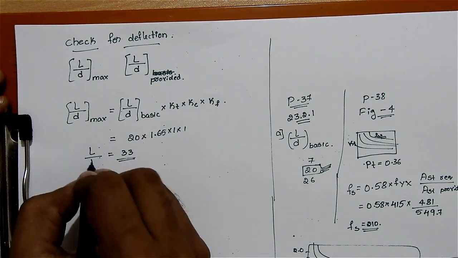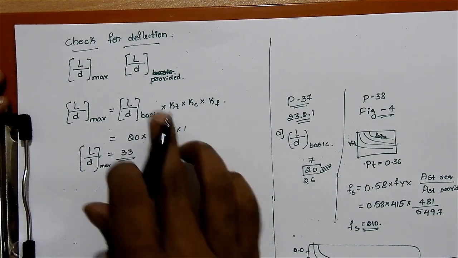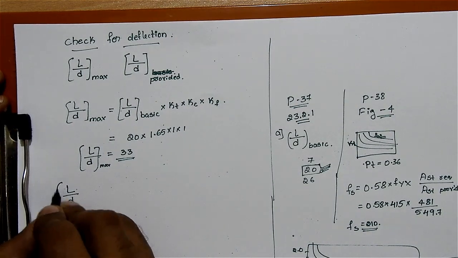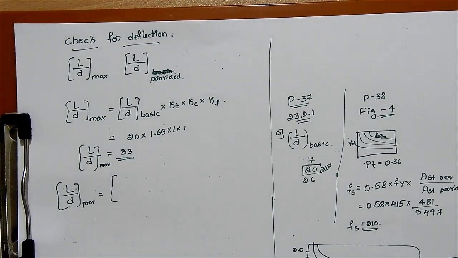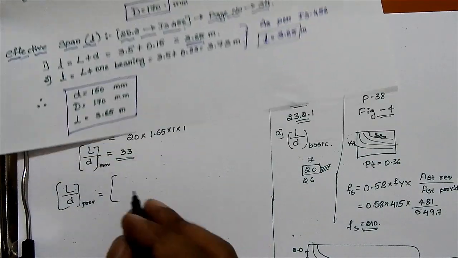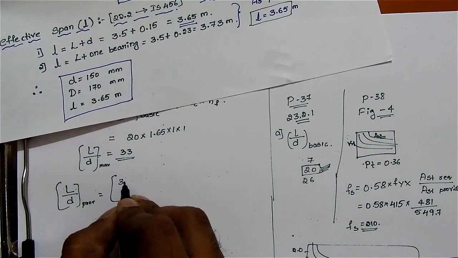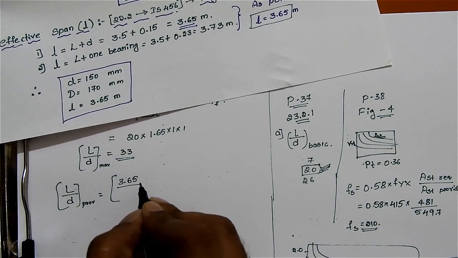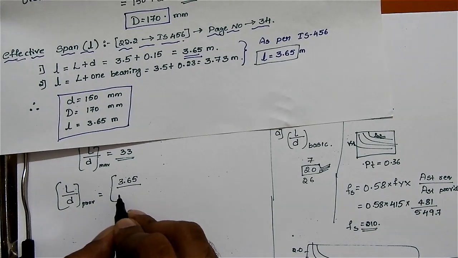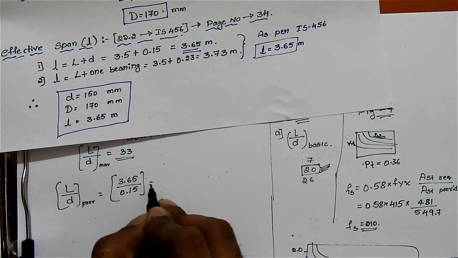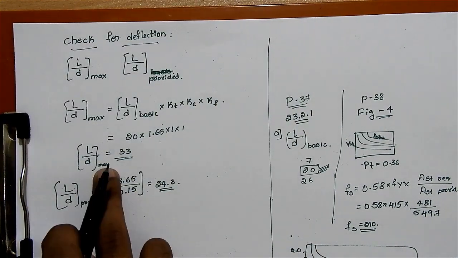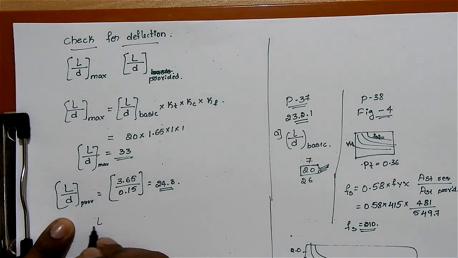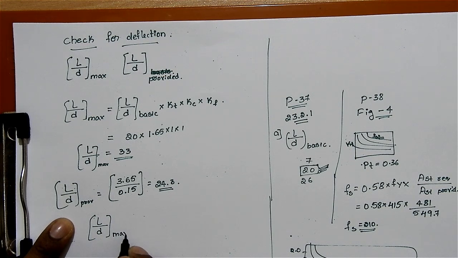Now we need to calculate L by D provided. L by D provided means what we are providing. L by D provided is equal to the length we are providing, here 3.65 meters, divided by small d, which is 150 mm, in meters 0.15. We will get the value 24.3. Now compare L by D provided and L by D max. L by D max is 33, and L by D provided is 24.3. Therefore L by D max is greater than L by D provided.